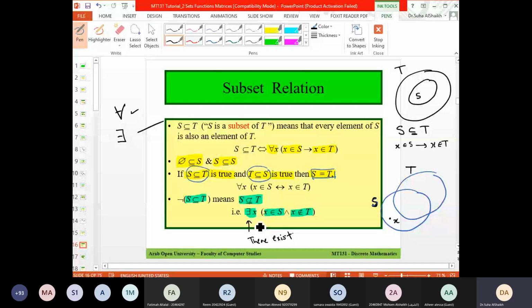So هذه there exists معناها موجود X بحيث إن ال X موجودة في ال S and the X is not in the T. So this what does it mean إن ال S is not a subset of T.